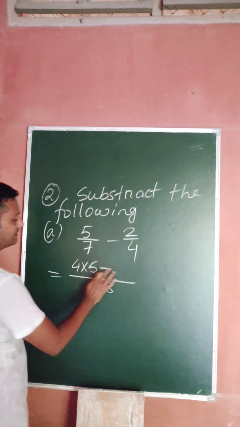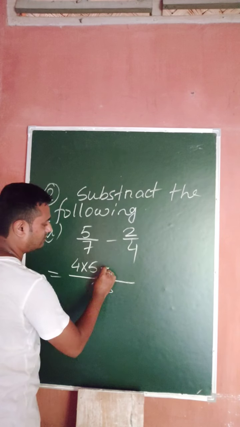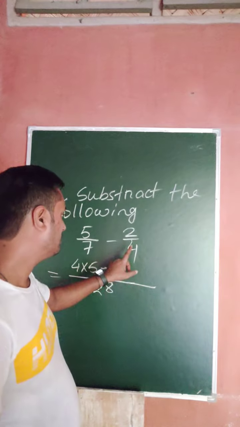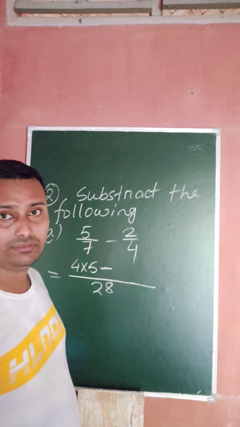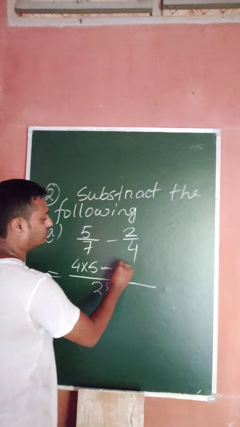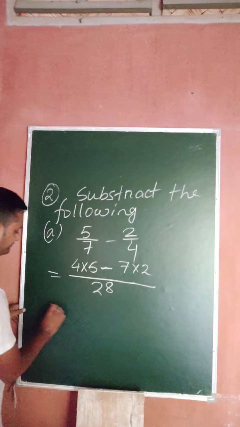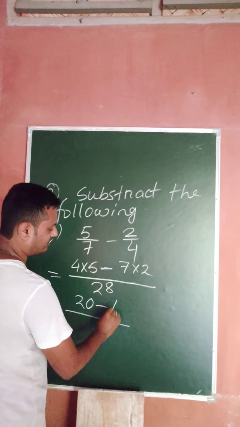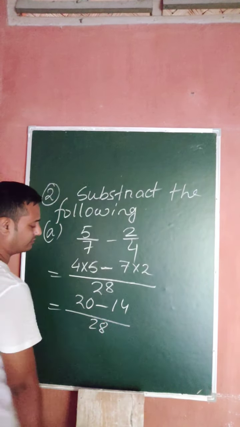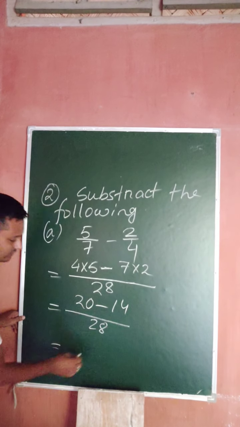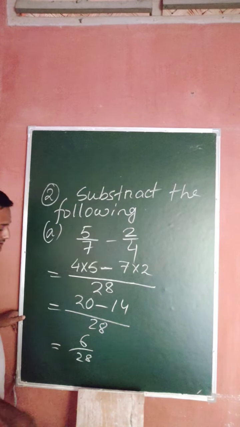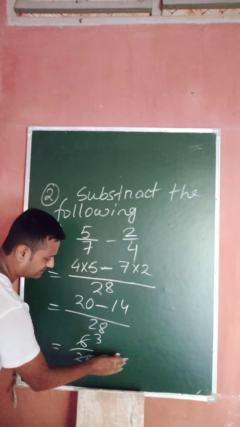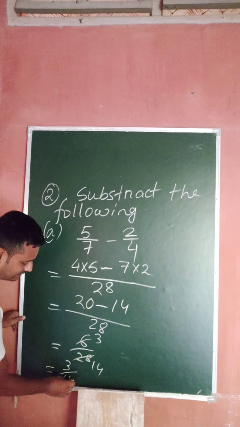Now very carefully, because this symbol is negative, you have to put the minus. So 28 divided by 4 becomes 7, and the numerator is 2, so 7 into 2. So 4 into 5 becomes 20, minus 7 into 2 becomes 14, and the denominator remains the same. So 20 minus 14 becomes 6 over 28. Now you can simplify by 2, and the answer is 3 by 14.